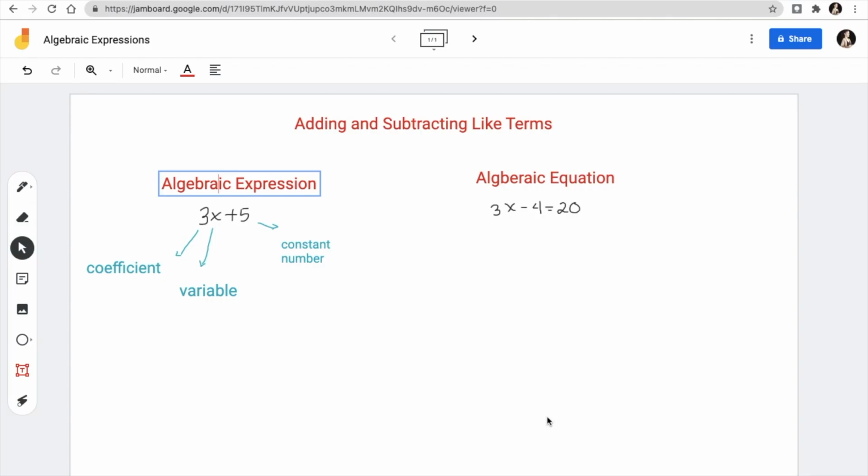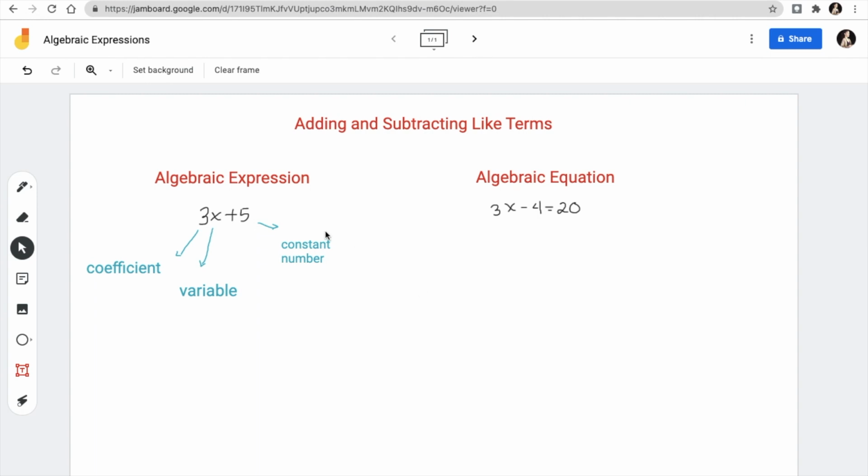We are going to talk about algebraic expressions. So how do you add and subtract like or similar terms? But before anything else, it's very important that you know what an algebraic expression is versus an algebraic equation, along with the different terms that we use in algebra.